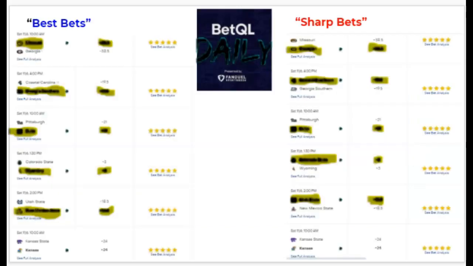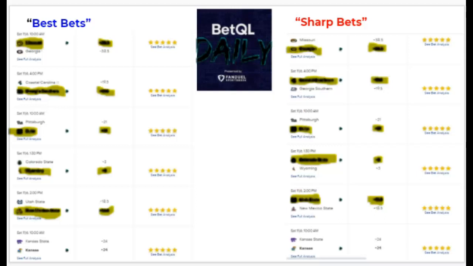So moving on to BetQL. In the last couple of days since we first started this BetQL, we didn't have any selections because we just have the college and NFL package of picks. So we have a 5-star selection on 5 games, and it's really interesting how they do this. Take note, their best bets would be Missouri as a 5-star pick, Georgia Southern with the points, 5-star pick, Duke, same thing, Wyoming, New Mexico State, and also Kansas. I didn't highlight that one, but Kansas.